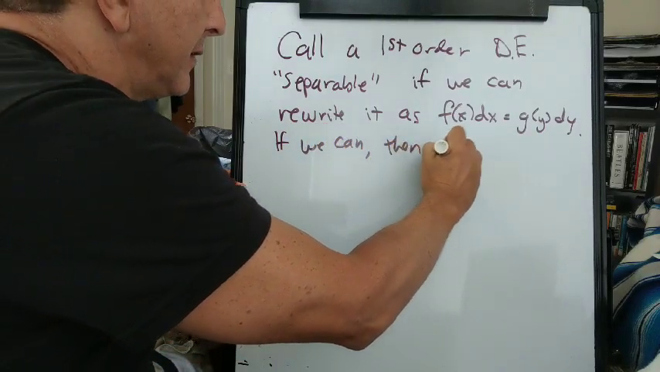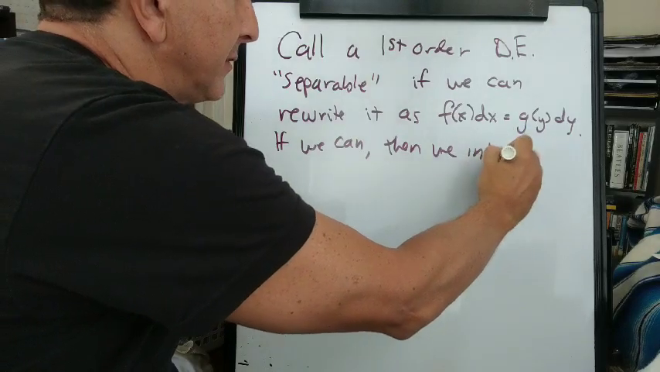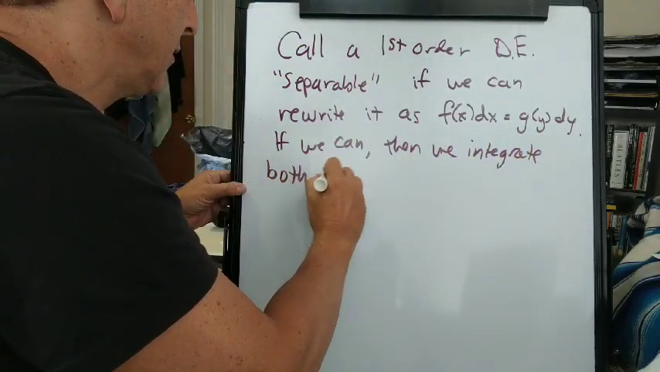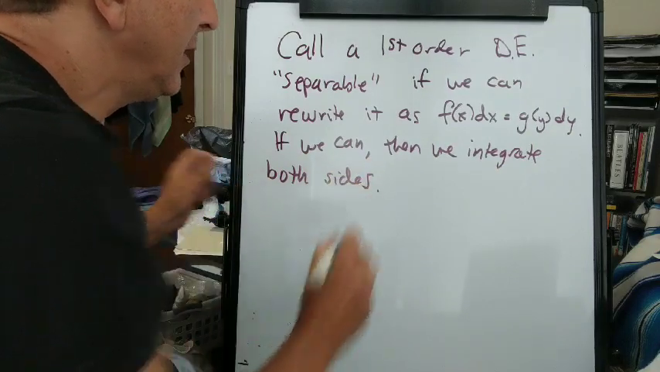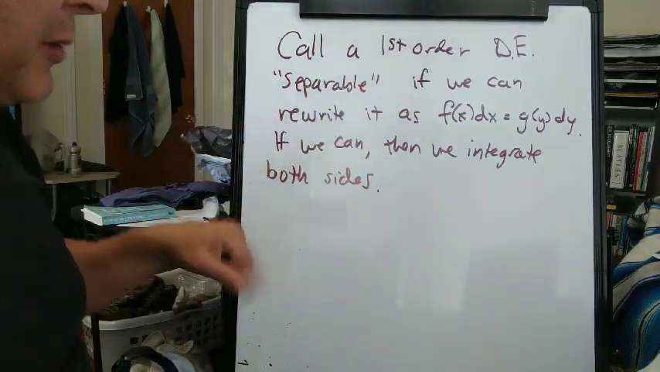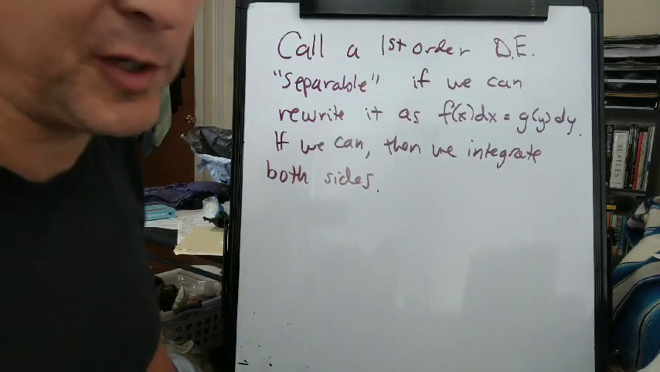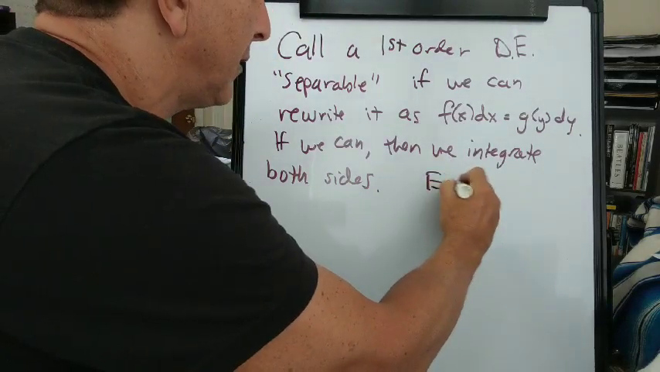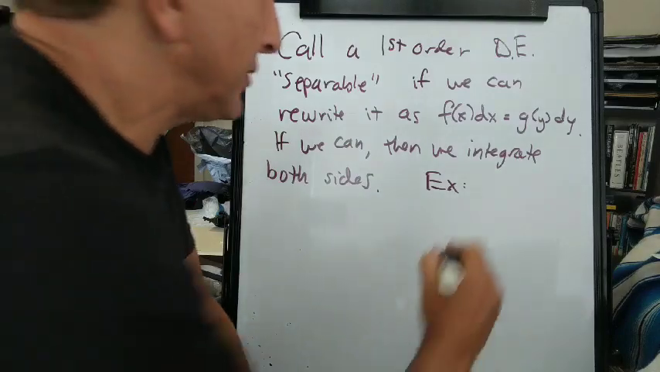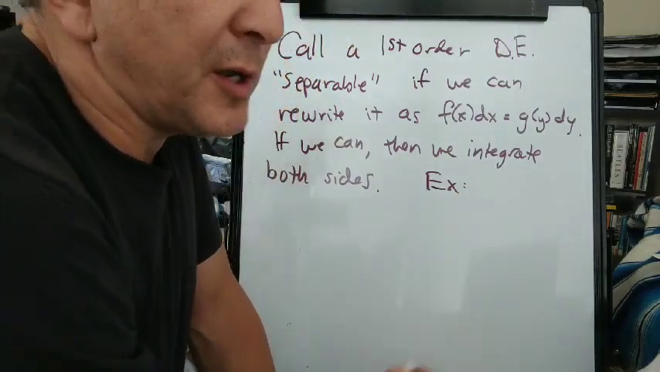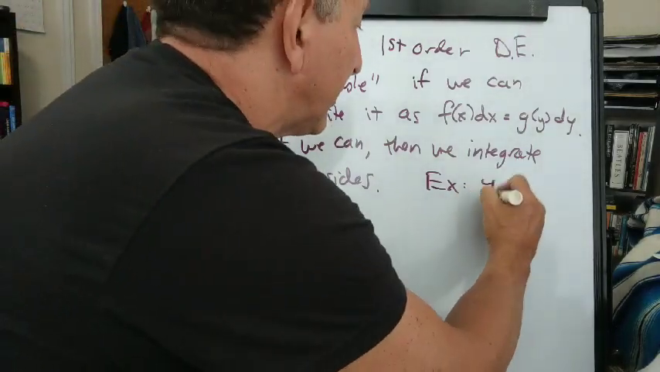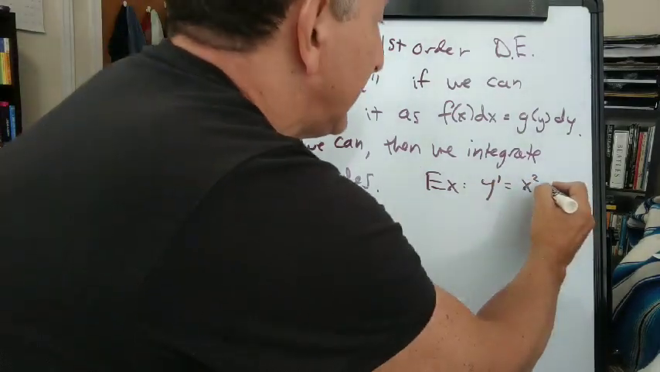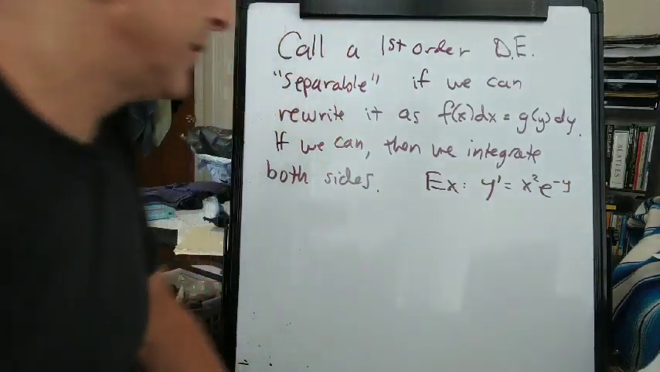And if we can, then we integrate both sides. And this process of separating the variables and integrating is called separation of variables. So for example, let's look at the equation y prime equals x squared e to the negative y.